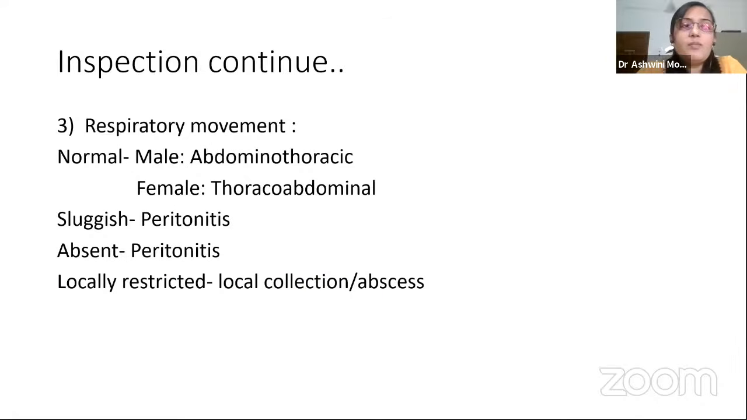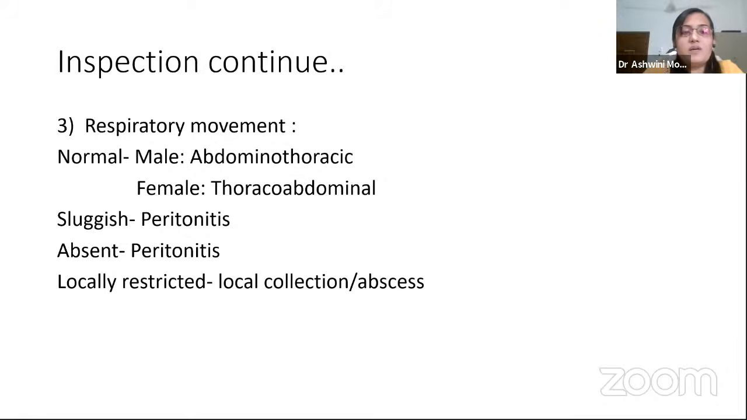On inspection, the third point we have to see is respiratory movement. Why is respiratory movement important? Normally, males have abdominothoracic and females have thoraco-abdominal movement. But in case of peritonitis, this movement will be restricted due to irritation of the peritoneum. That will create pain and spasm of the abdominal muscle, so it will decrease the abdominal respiratory movement.